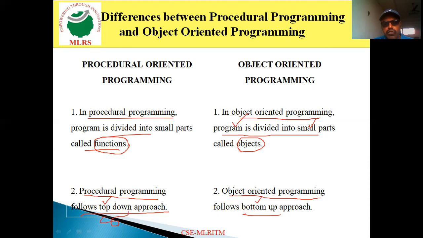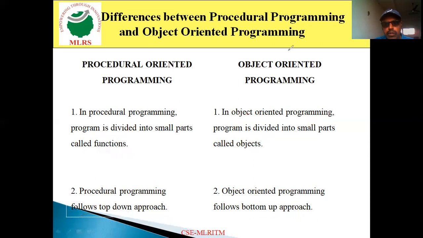Then it moves the cursor control to the top side of the program. That indicates it starts from the bottom and moves on to the top side of the program, which indicates the bottom-up approach. So this is the way which specifies the difference between procedural programming and object-oriented programming in the way of execution.